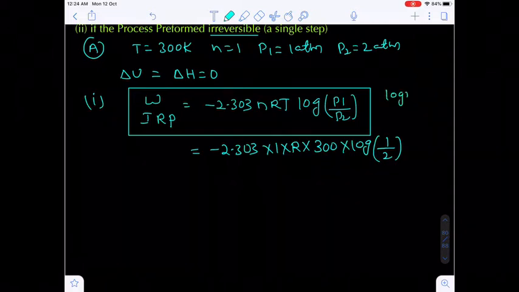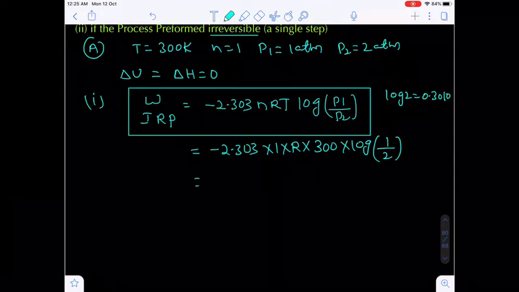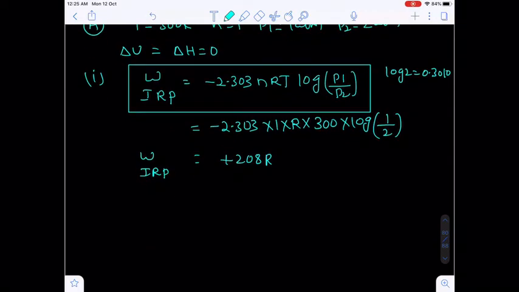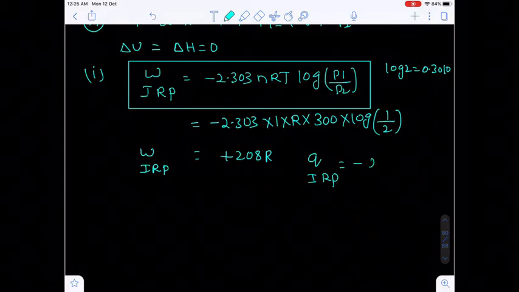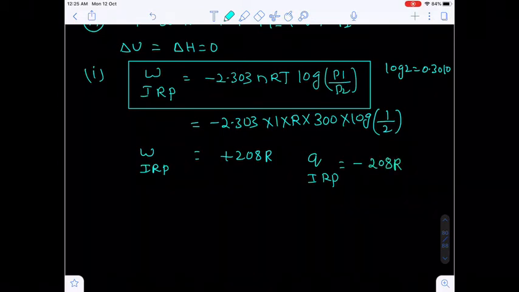Do you know the log 2 value? That will be 0.3010. After simplification, minus of minus gives plus, so you will get plus 208 R. This is the work done in isothermal reversible compression. So from here, what is the Q value? In the isothermal process, what will be the heat exchange? Minus W, that will be equal to minus 208 R.